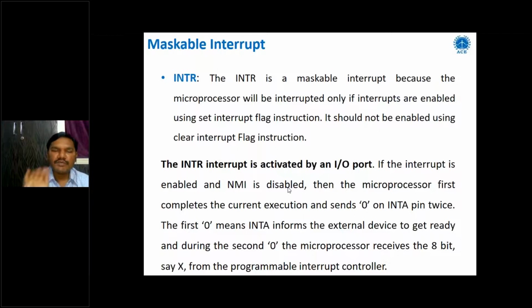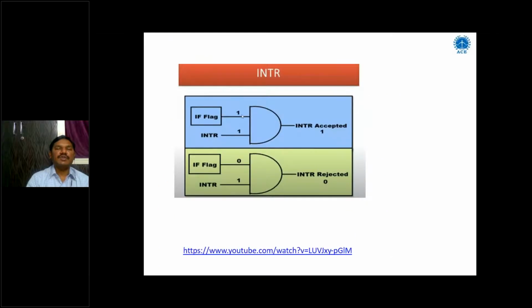Then the microprocessor first completes the current instruction execution and sends 0 on the INTA pin twice. What is the meaning of that? The first 0 means INTA, interrupt acknowledgement, informs the external device to get ready, and during the second 0, the microprocessor receives the 8-bit type number from the programmable interrupt controller, which we will see in the next slides. So here this INTA will be executed by this method.